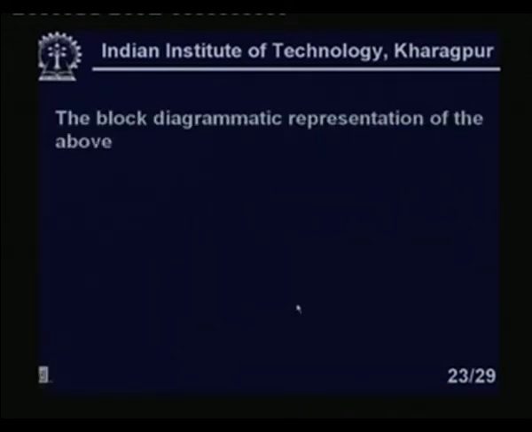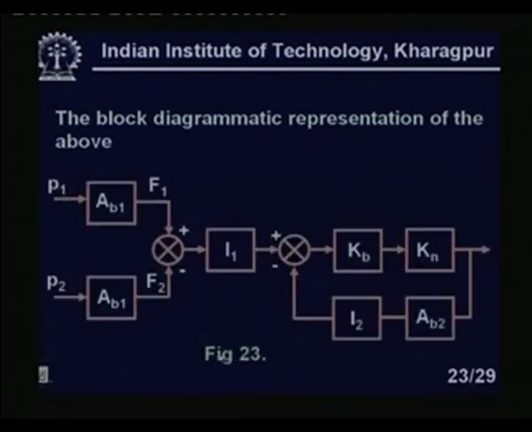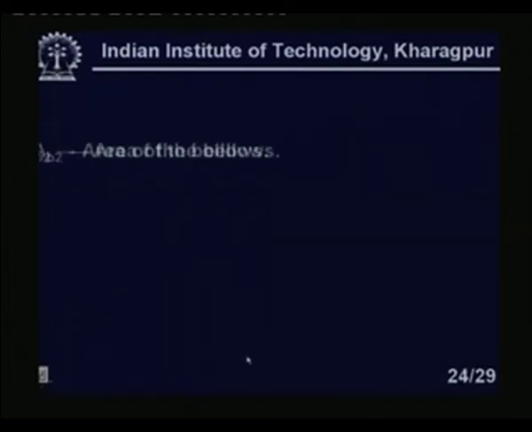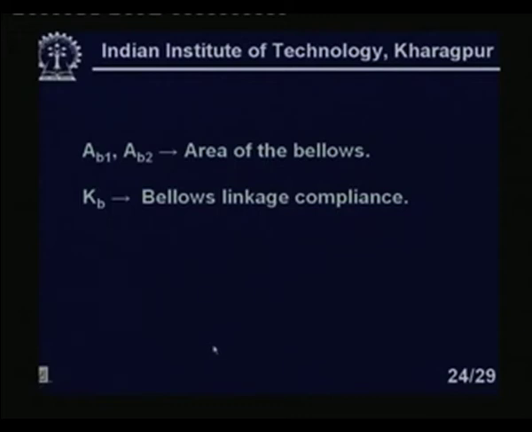The block diagrammatic representation of the above looks like this: P1, P2, AB1, AB2, then KB, AB2. So AB1 and AB2 are the areas of the bellows, KB is the bellows linkage compliance, and Kn is the flapper nozzle gain.